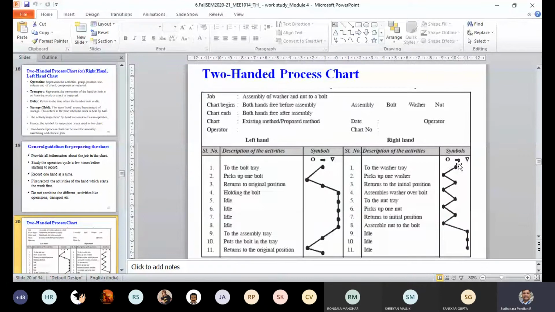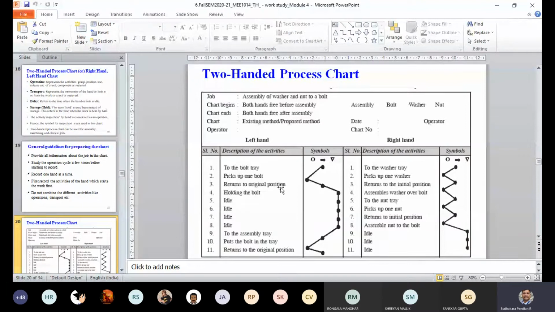Now you start with the first one: to the bolt tray. To the bolt tray means your hand is moving to the tray where the bolt is, to pick it up. So we consider that as a transport. Your hand is moving to the bolt tray; the point is marked exactly at the center, like the transport symbol. The next, picks up one bolt. That means it is an operation. You are picking up, so the dot is in the operation.